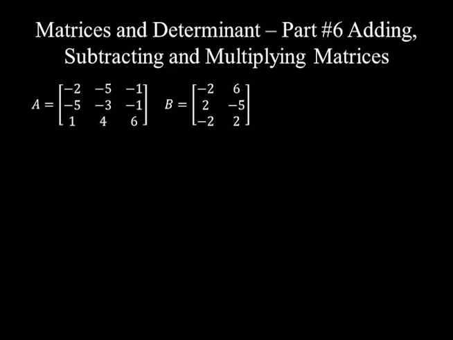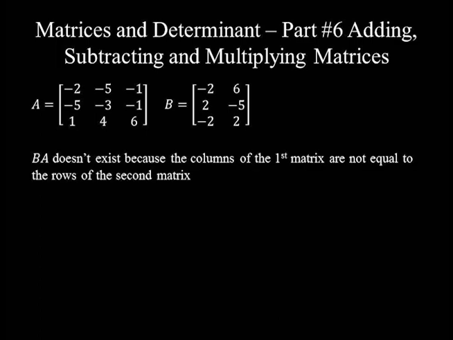Let's move to calculate BA. Matrix B has 3 rows and 2 columns, so its order is 3 by 2. The second matrix, that's matrix A, has 3 rows and 3 columns, so its order is 3 by 3. The number of columns of the first matrix is not equal to the number of rows of the second matrix. Thus, multiplication of these two matrices with this order is impossible. In other words, BA doesn't exist.